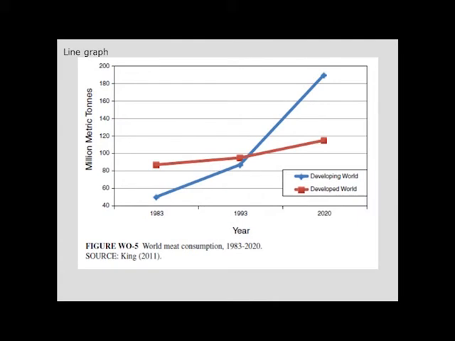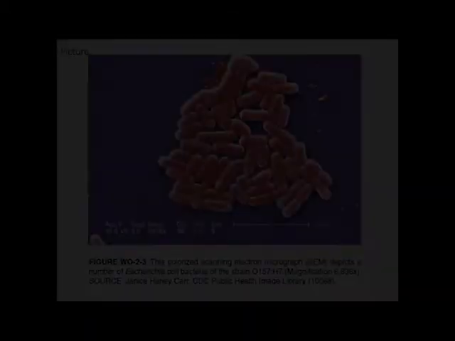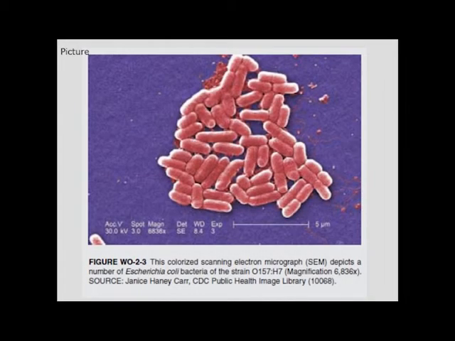We can also show trends by using line graphs. So here we're looking at meat consumption over time by millions of metric tons. You can see that, yeah, it's increasing, but it's really increasing in the developing world compared to the developed world. So we can show these trends, both a general trend, but then also trends in two different parts of the world. We can use, again, pictures.